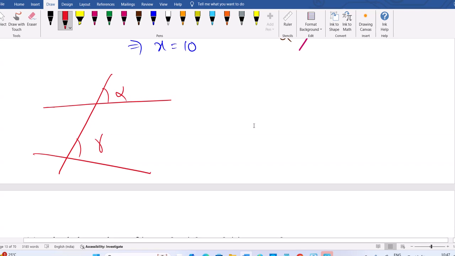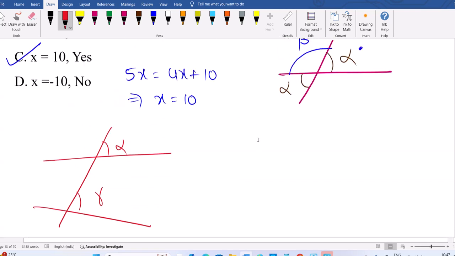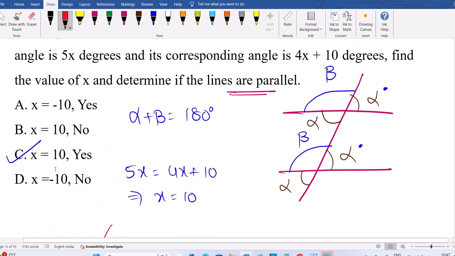That's why I said if the lines are parallel, then x equals 10. X value minus 10, that I cannot say. If it is not parallel, it can be any value, I cannot fix that. If they are parallel lines with a transversal, then I can fix the x value as 10. So consider the lines are parallel, then x value 10 is suitable.